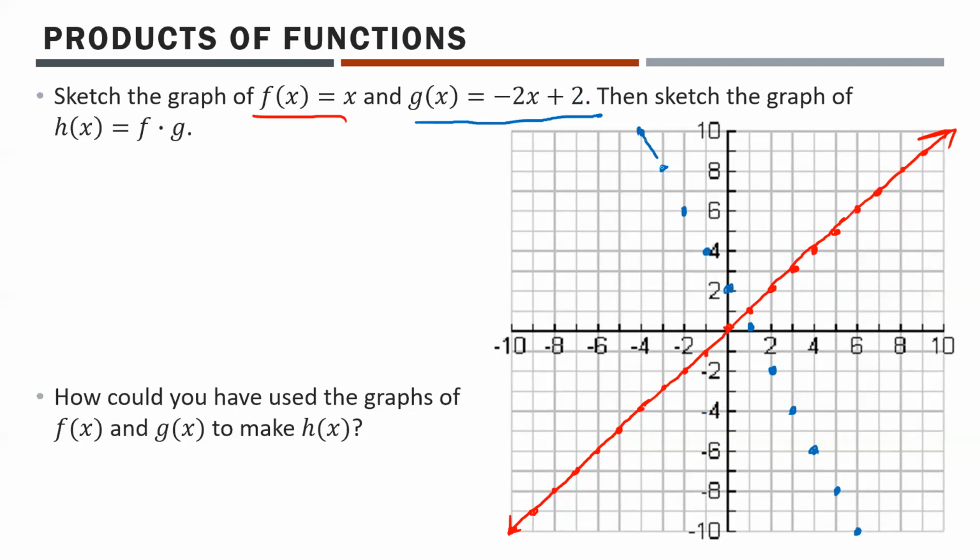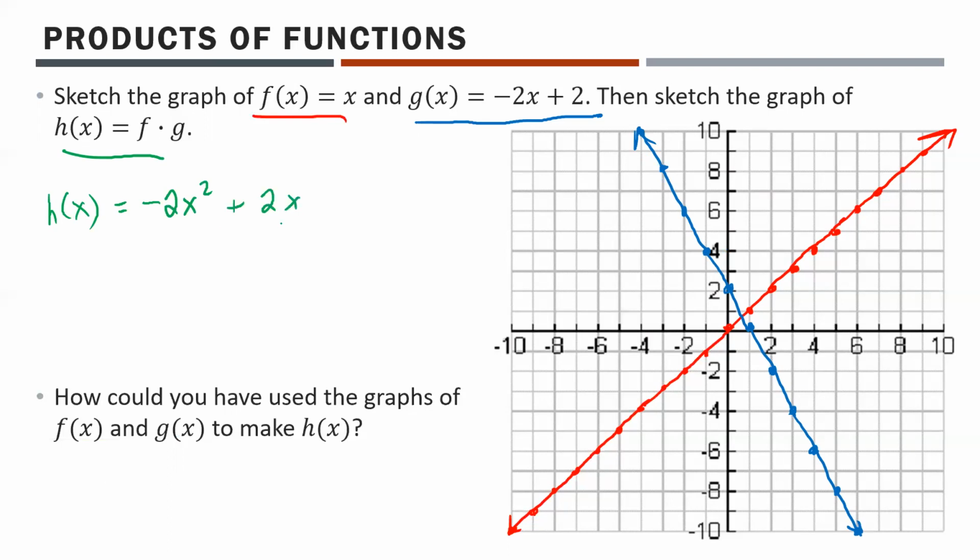Now connect them with a line. Awesome. It's coming together now. Good. All right, now sketch the graph of h of x, which is the product of those two. I'll do it in green. Remember, h of x, as we determined before, was negative 2x squared plus 2x. You've got some choices on this one.